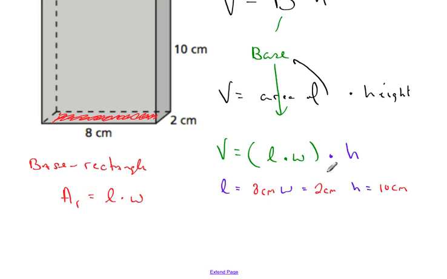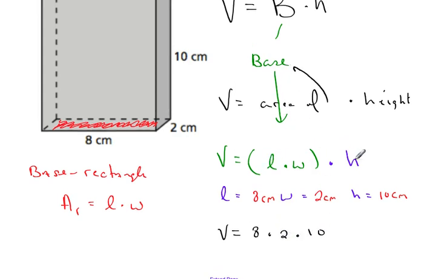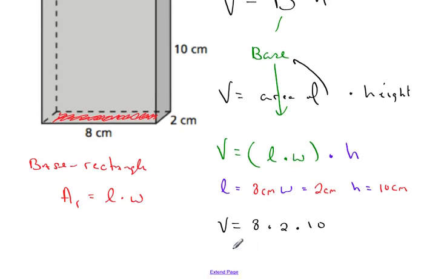And lastly, let's substitute in. So volume equals 8 times 2 times 10. Right? 3 variables next to each other, length, width, and height, means all multiplication. What is 8 times 2 times 10? The answer is 160. And then we need our units. We're talking about centimeters. It's going to be centimeters cubed.